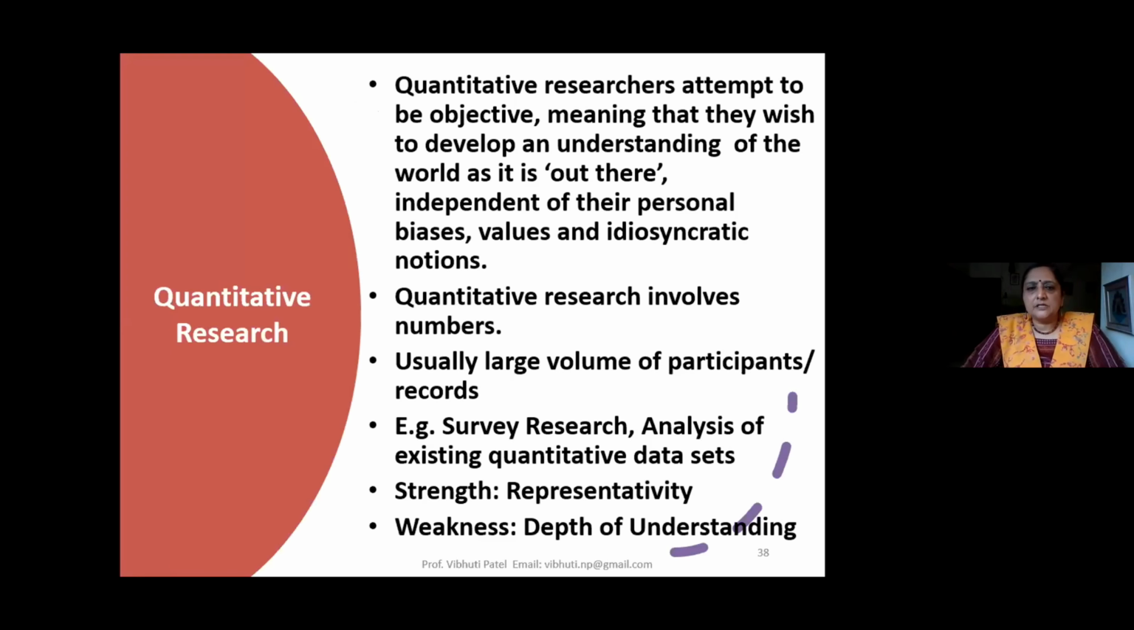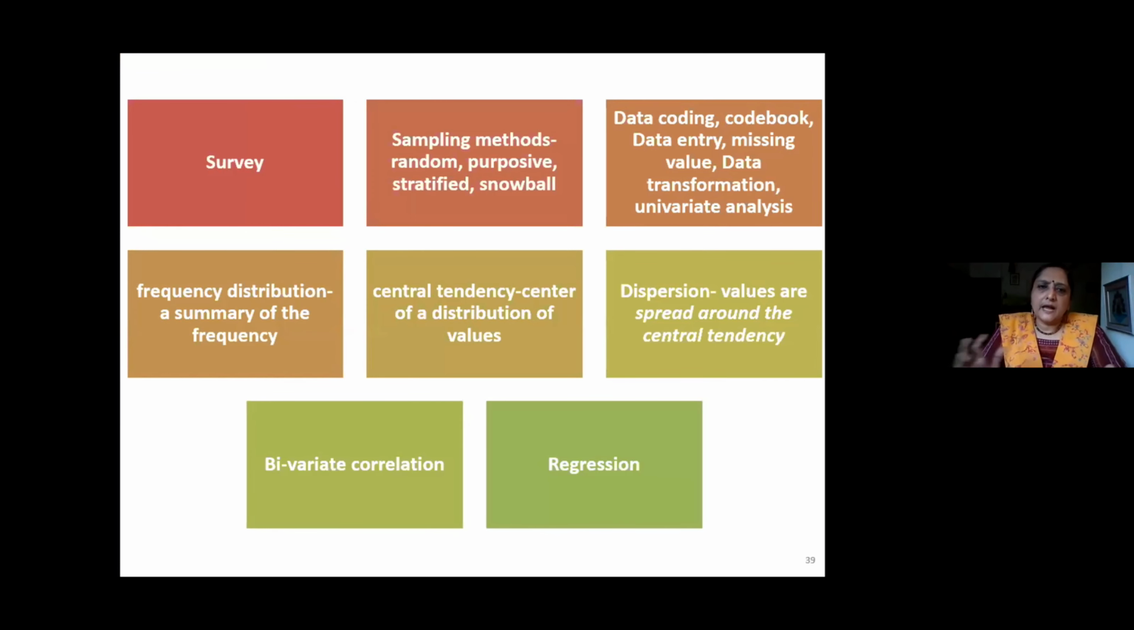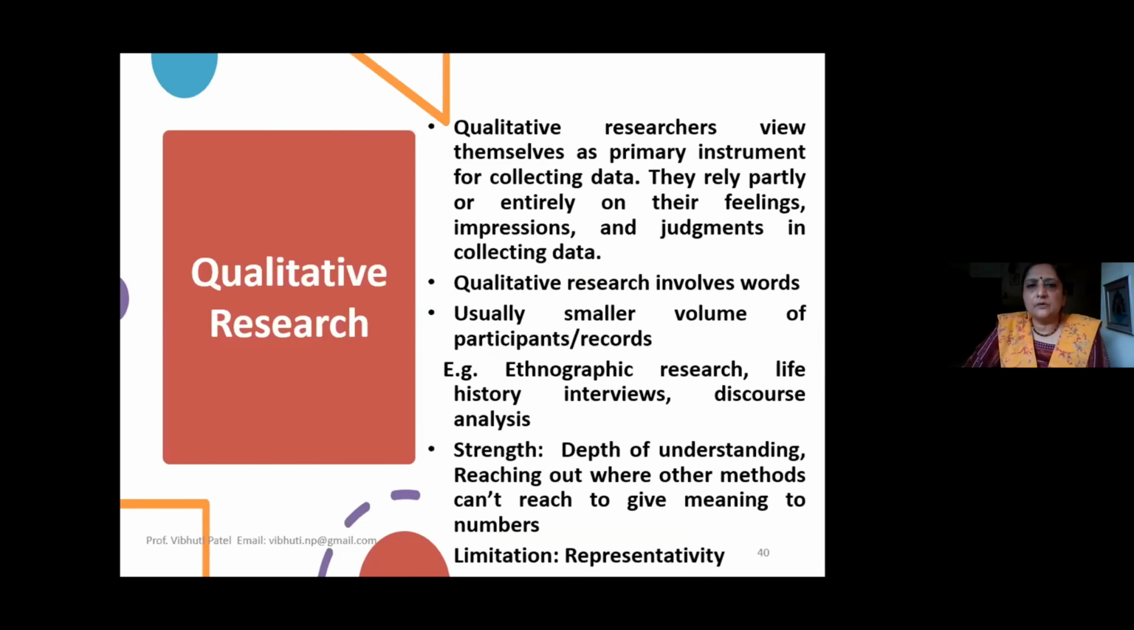In quantitative research, numbers and percentages are important. In qualitative research, words are very important, and feelings and your observations become very important. So you have a variety of methods at your disposal, whether it's a survey, random, purposive, stratified or snowball, univariate analysis, multivariate analysis, frequency distribution, central tendency or center of distribution of values, dispersion, bivariate correlation, regression, about which I think Professor Athman Shah will be telling you more, because he's going to speak on quantitative research.